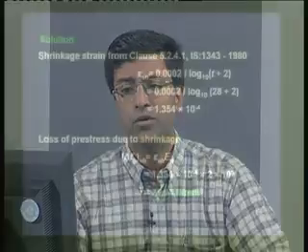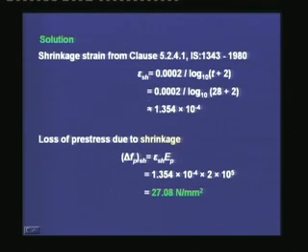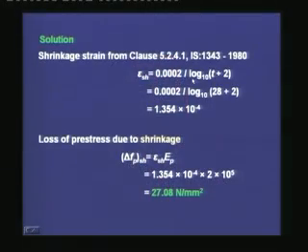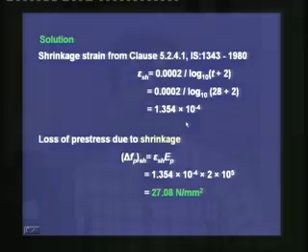Second, we are calculating the shrinkage strain from clause 5.2.4.1 of the code IS 1343/1980. Since it is a post-tension member, the shrinkage strain is given as 0.0002 divided by the logarithm of t plus 2, and t is 28 days. Once we substitute that, we are able to find out the shrinkage strain in the member. Now, this shrinkage strain is uniform throughout the depth of the section. Hence, it is the same value at the level of the CGS.